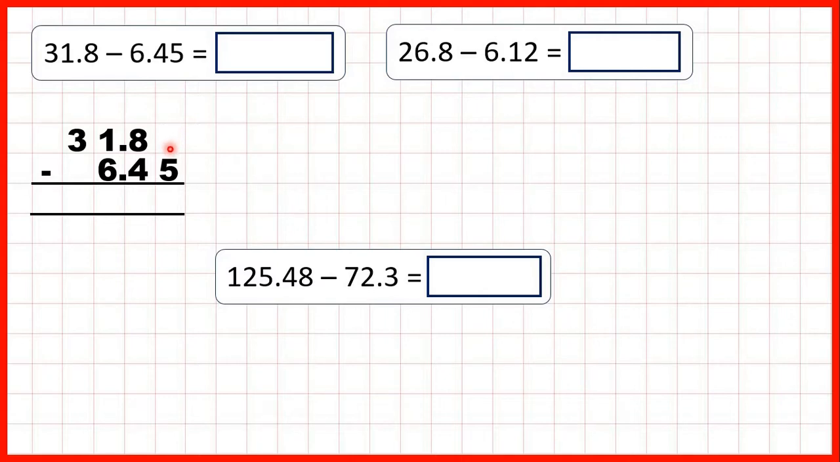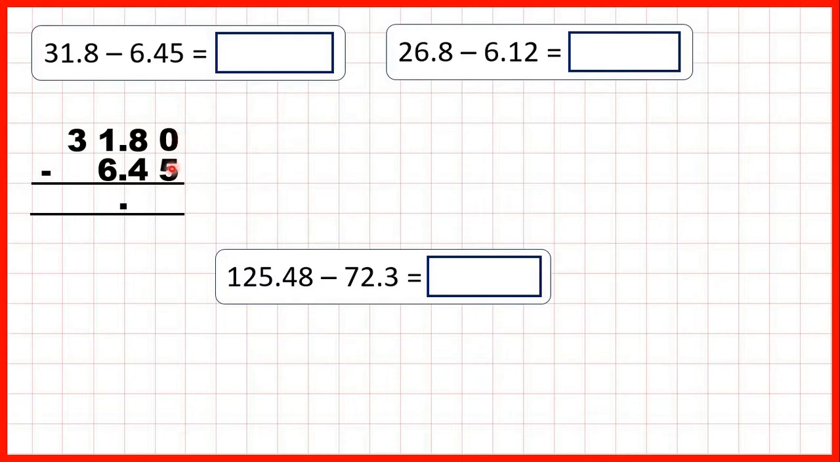Now we have an empty square, so we can write a 0 here, because 31.80 is the same as 31.8. All the 0 tells us here is that we don't have any hundredths. Now we need to remember to copy down the decimal point into our answer, and I like to do this first so that I don't forget. Now we can subtract using column subtraction.